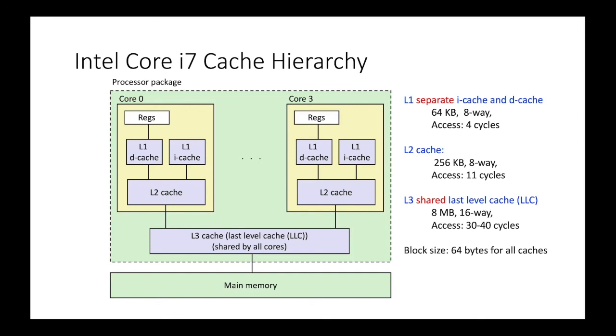Its size is 64 kilobytes and uses 4-way, and its latency is 4 cycles. L2 cache size is 256 kilobytes and uses 8-way and 11 cycles. L3 is 8 megabytes and 16-way and 30 to 40 clock cycles of latency. The cache line size is 64 bytes for all caches.